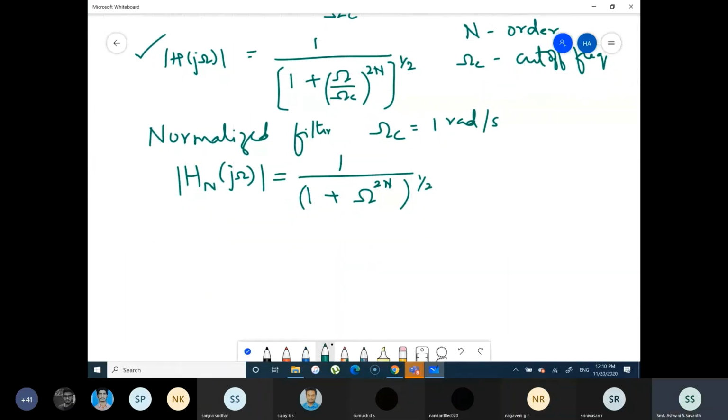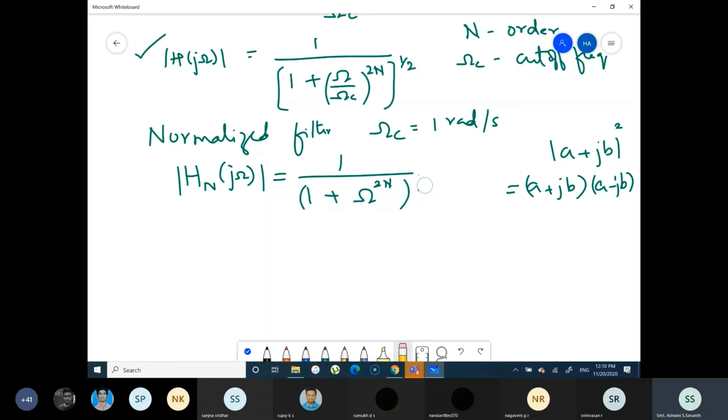Now, Hn of j omega is a complex quantity, isn't it? Magnitude squared of a complex value, magnitude of a plus jb squared, can be written as (a plus jb) into (a minus jb). That is the complex value multiplied by its conjugate, isn't it? That will give you a square plus b square, which is nothing but the magnitude square. The magnitude squared can be written as the complex quantity into its conjugate. So that's what we will do here now.